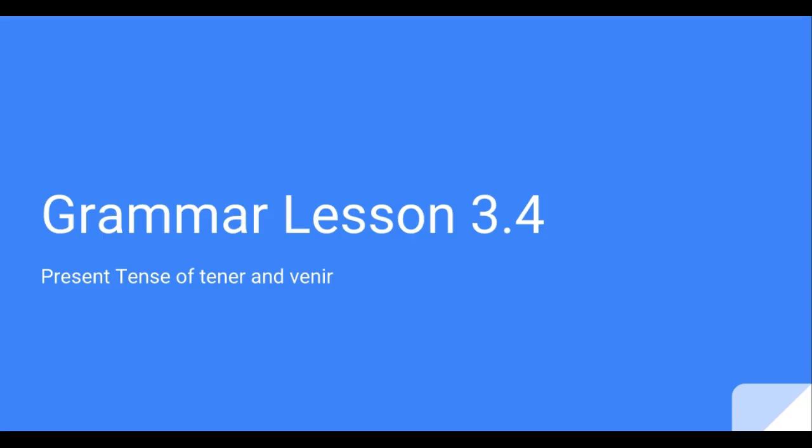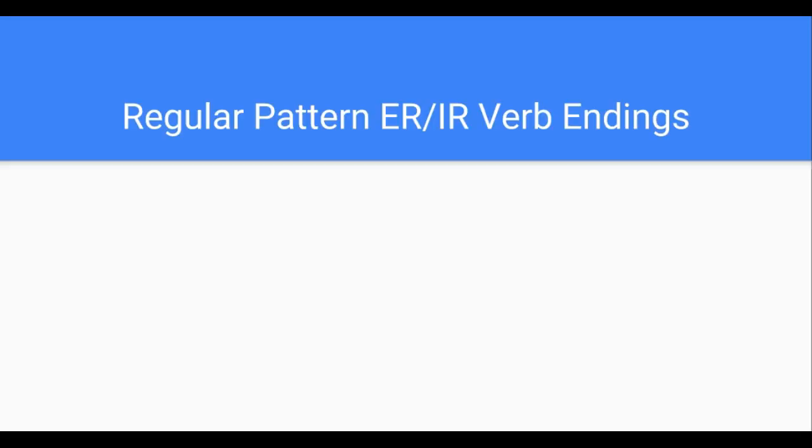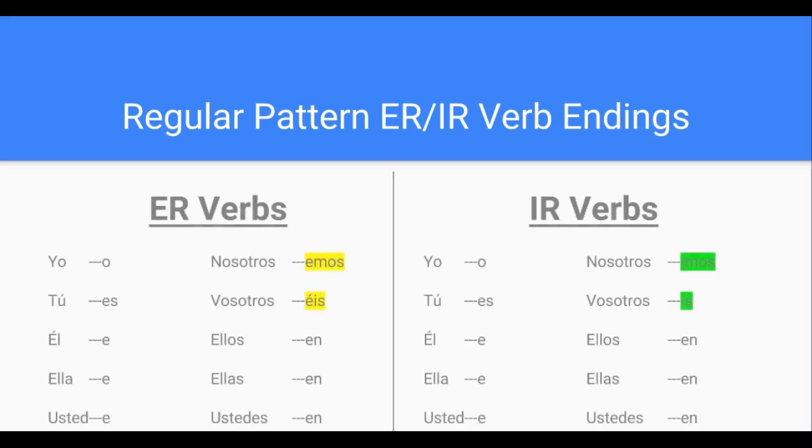Grammar Lesson 3.4, Present Tense of the verbs tener and venir. So far in Spanish, you've learned a lot of verbs. All of these verbs have ended with either AR, ER, or IR. The next couple of verbs we're going to learn about are one ER verb and one IR verb. So really quickly, let's review your regular pattern endings for those verbs.